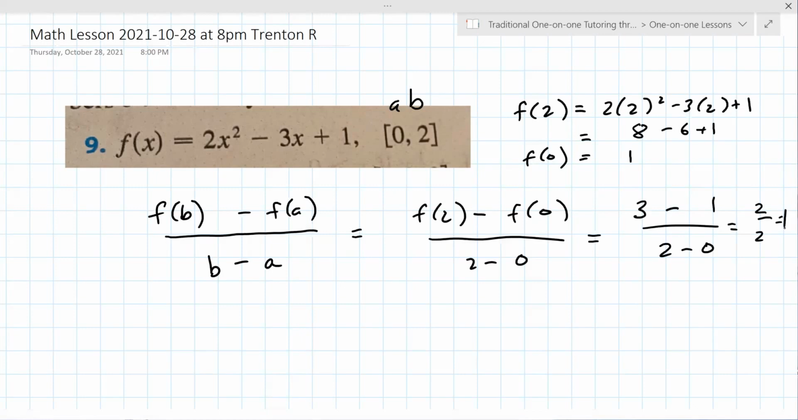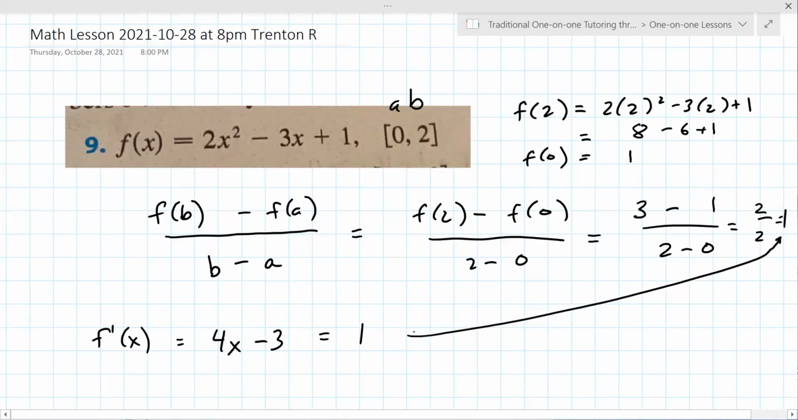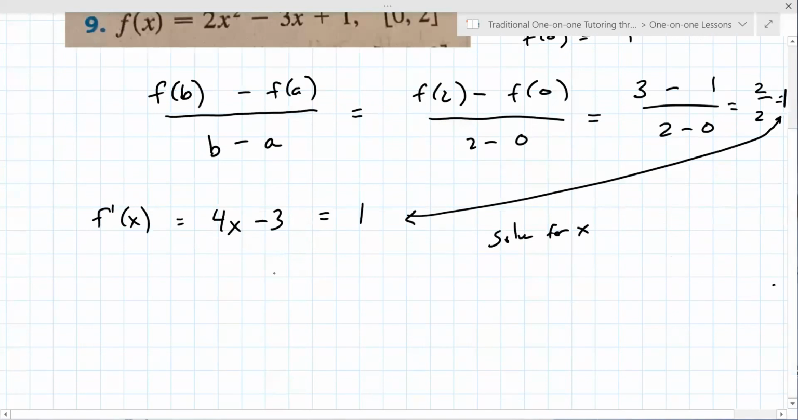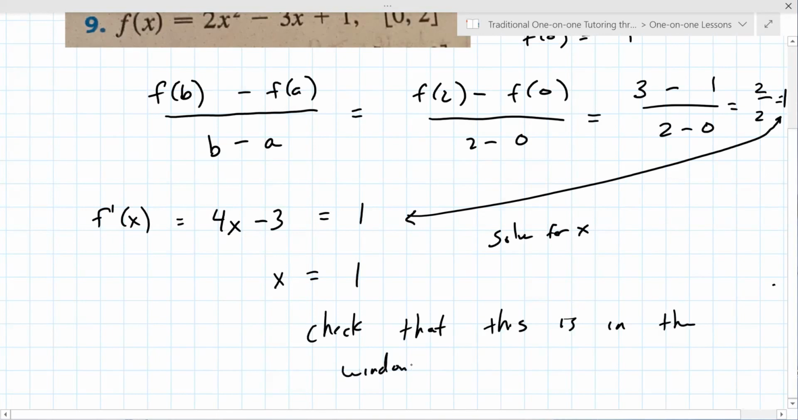The next part is you have to take the derivative of this. You need to find f prime of x. So f prime of x is 4x minus 3. And you set that equal to this number you just found, and then you solve for x. So x ends up equaling 1. You check that this number is in the window, in this case 0 to 2. And it is.